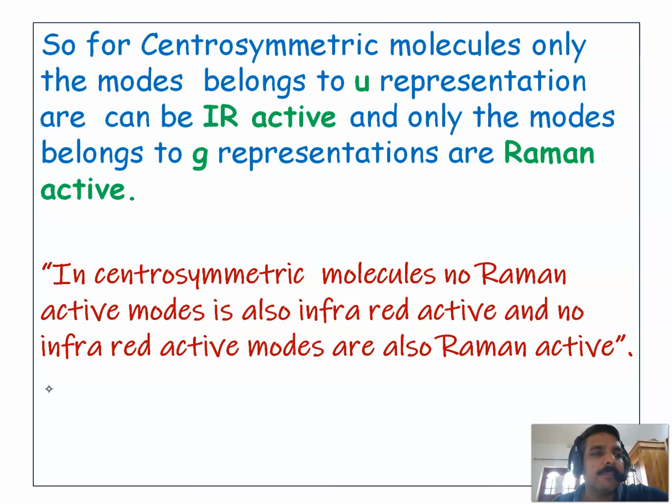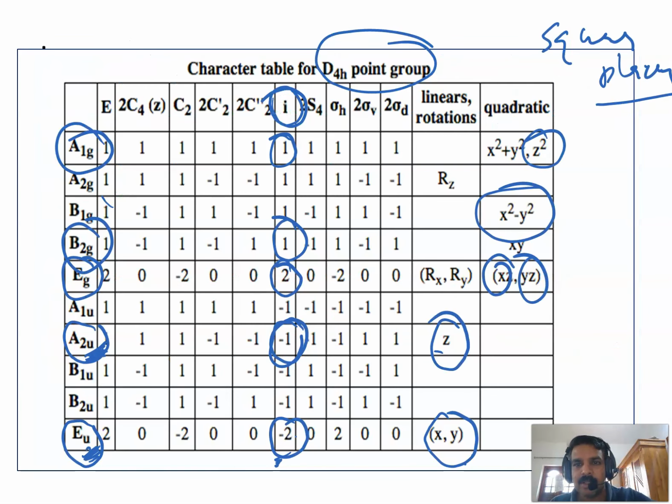And the representations belonging to the combinations of x, y, z, that is x square plus y square, z square, xy, xz, yz, like that, have the character of I as plus. Therefore, they belong to the g representation. And we know that only those modes which belong to the x, y, z coordinates are IR active, and only those modes which belong to the combinations of x, y, z, that is x square, y square, z square, xy, xz, yz, like that, are Raman active.